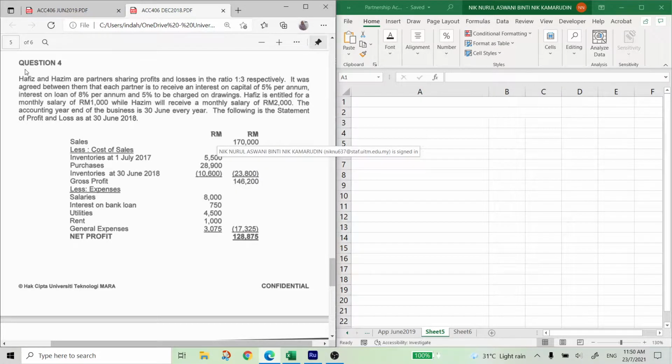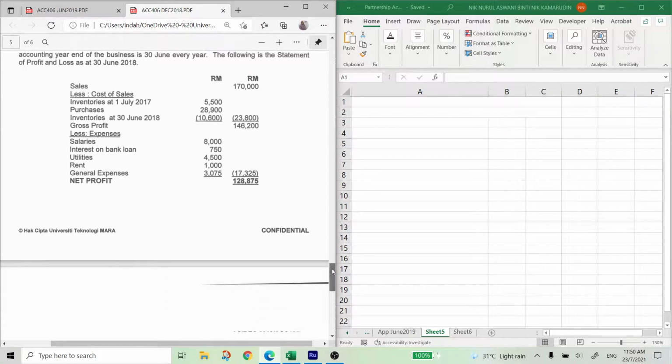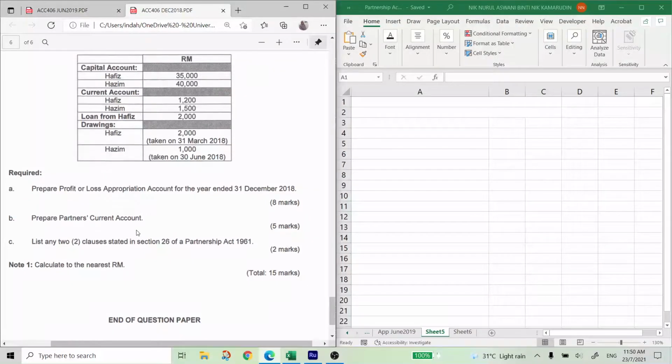Question 4 is for topic 7, accounting for partnership. The question asks you to prepare the profit or loss appropriation account for the year ended 31st December 2018, prepare the partners' current accounts, and list any two clauses stated in section 26 of the Partnership Act 1961. However, in this discussion, I'm going to discuss only A and B.